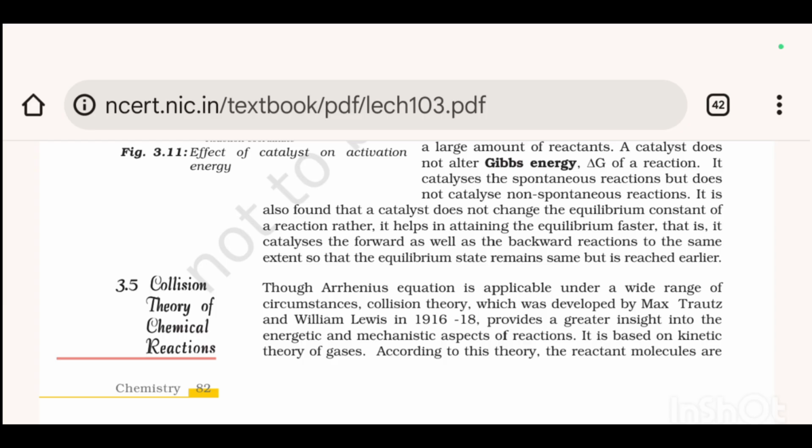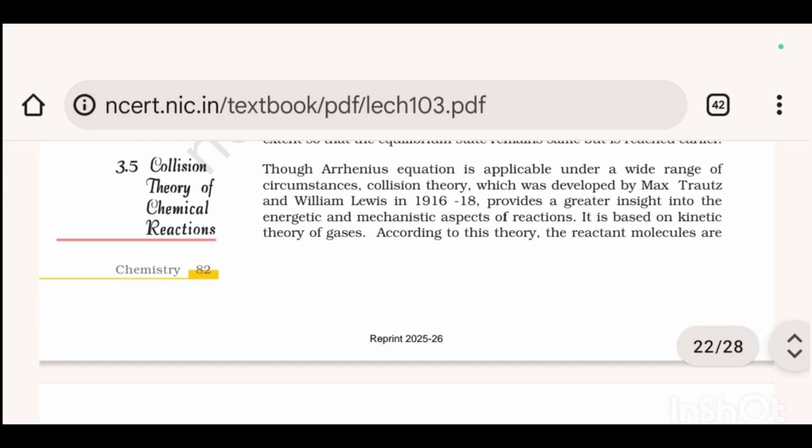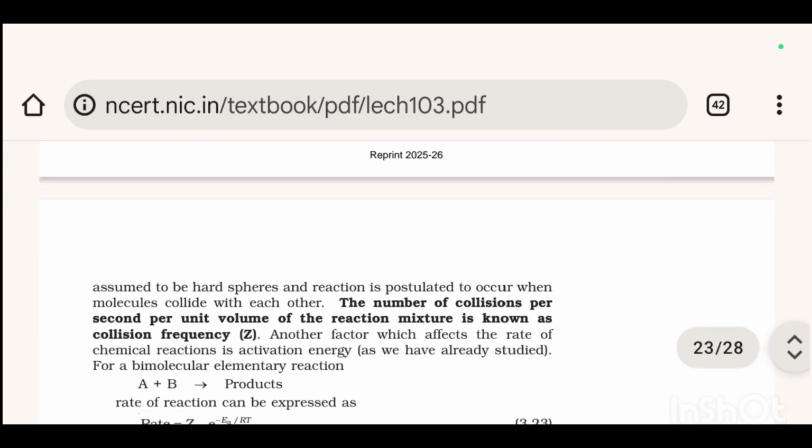It is based on the kinetic theory of gases. According to this theory, the reactant molecules are assumed to be hard spheres, and a reaction is postulated to occur when molecules collide with each other. The number of collisions per second per unit volume of the reaction mixture is known as collision frequency, Z. Another factor which affects the rate of a chemical reaction is activation energy, as we have already studied.